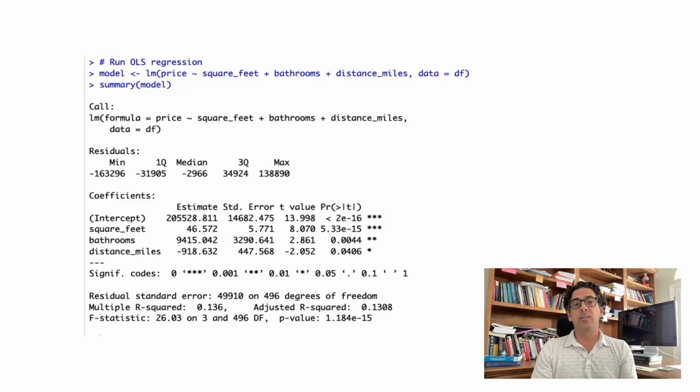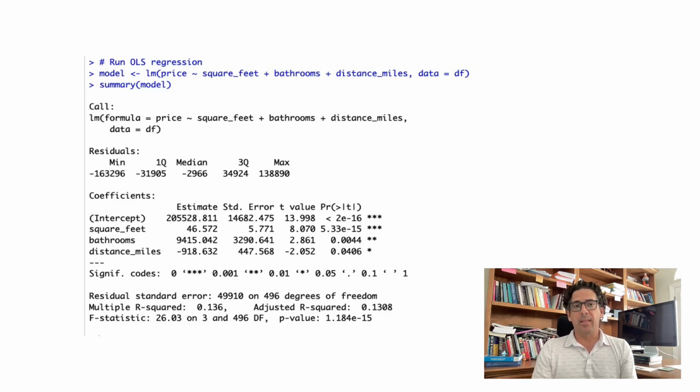So OLS regression is one of the most popular statistical techniques in existence. Many people use OLS regression. You can use all sorts of software programs to estimate OLS models, such as Stata, SAS, SPSS, or R. What I have here is output from R.